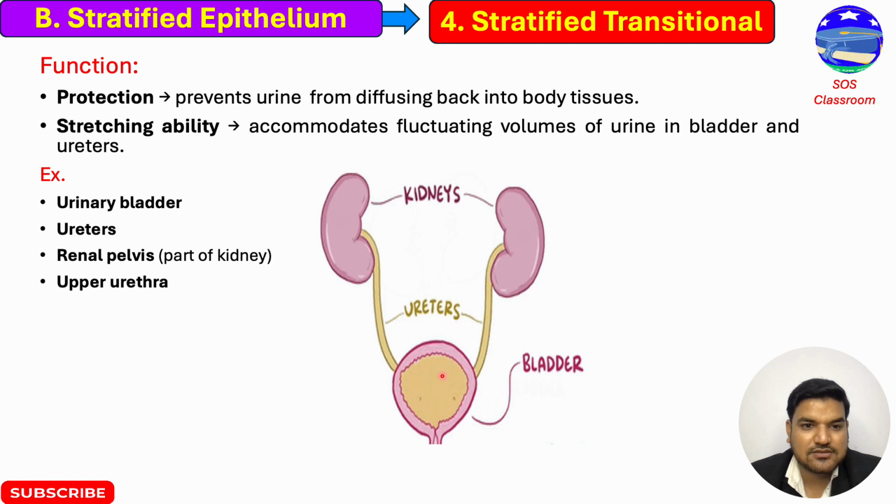You can see this is stretch and this is relax. So this stretch and relax capacity is present in the urinary bladder. So stratified transitional is present in the urinary bladder.